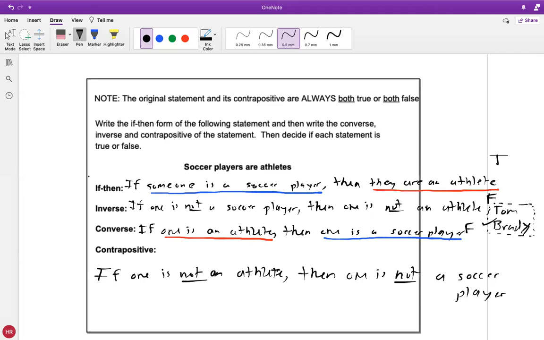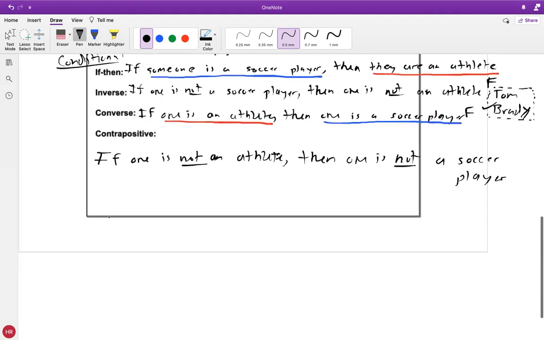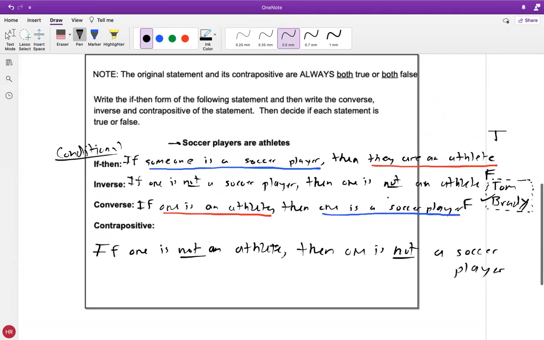So this is how you would write all 4 of these statements. Again, I had to add a little bit here, because this is just a generic statement. I turned it into a conditional. The if-then is called the conditional. And then I turned it into the inverse, the converse, the contrapositive, all that stuff. And then I can look at it and say whether things are true or false. Sorry, let me say that again. We got true for the original statement and true for the contrapositive, but false for the other two.